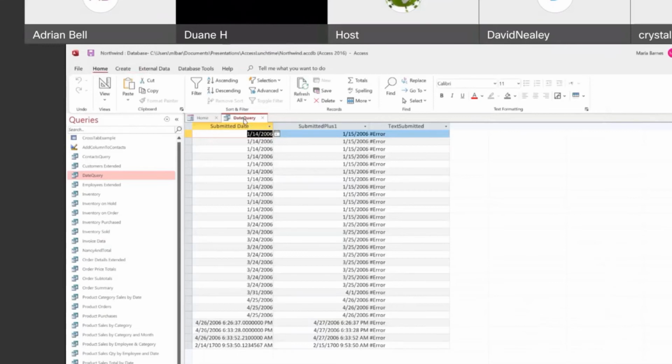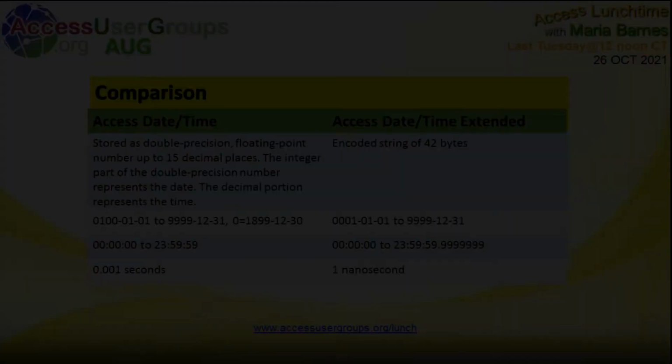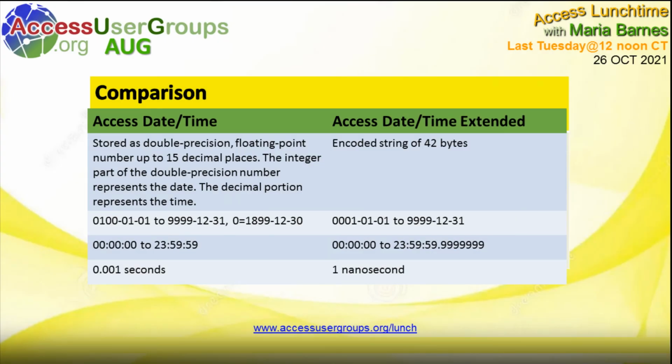Okay, so my first thought would have been to send the value to a user-defined function and convert that to a string and see what it had there. I know that's probably beyond the scope of what you want to do now, but you also need to realize that it's actually stored as an encoded string of 42 bytes. So that doesn't necessarily mean something that's easily readable in Access.